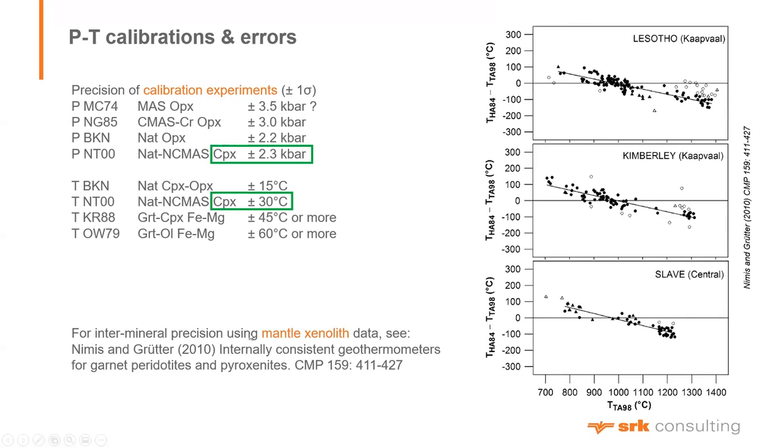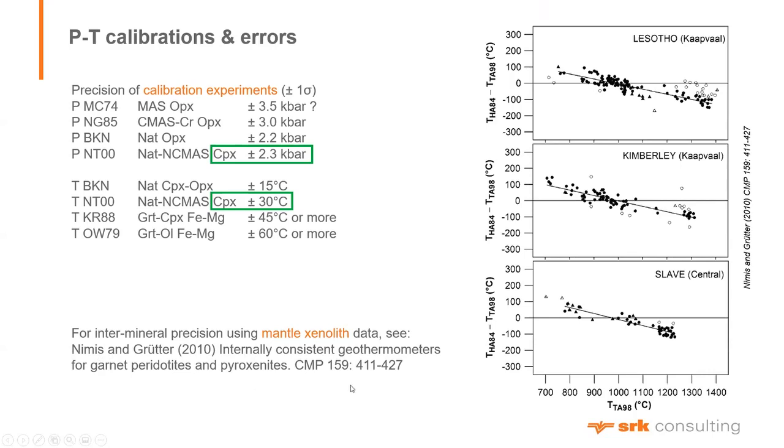In particular, when you start applying it to Mendel xenolith data as opposed to calibration experiments, because this is an uncontrolled experiment. Xenolith data are not controlled. You get what you get. But I've teamed up with a guy called Paolo Nimis, who's done a lot of work. And in 2010, we tackled this problem.